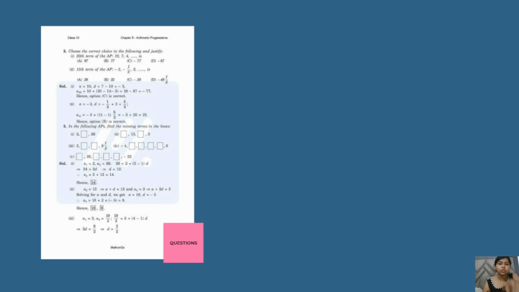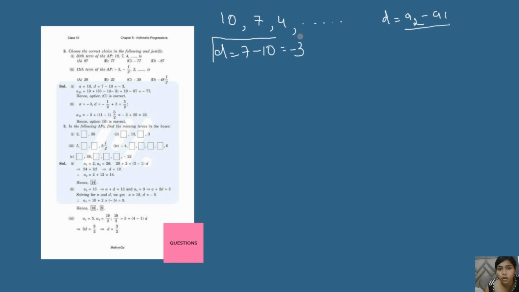Our first question is, choose the correct choice for the 30th term of the AP. So basically we have to find the 30th term. How can we find it? The given AP is 10, 7, 4. D is, as I told you, a2 minus a1. So we can write d equals 7 minus 10 equals minus 3. This is your d. a is your first term, that is 10.